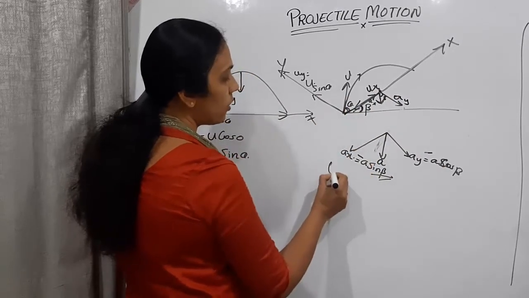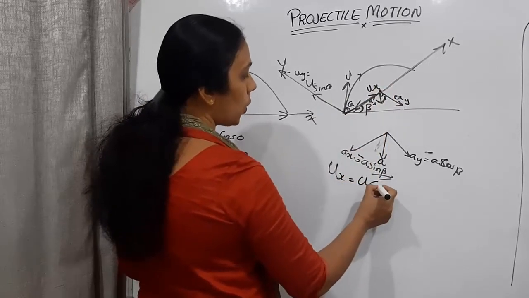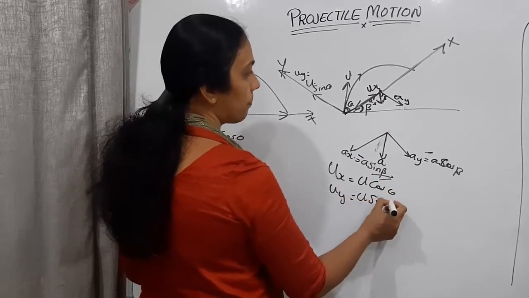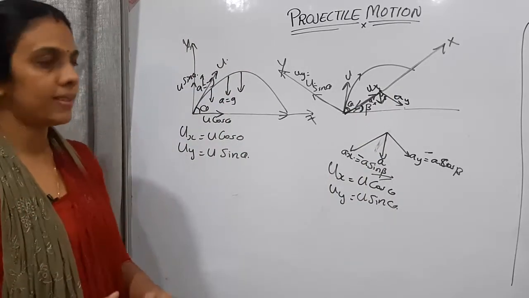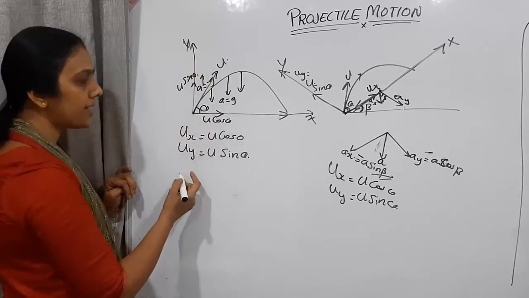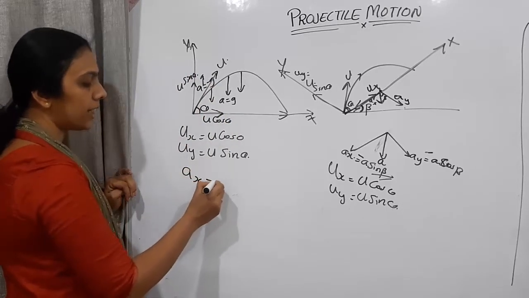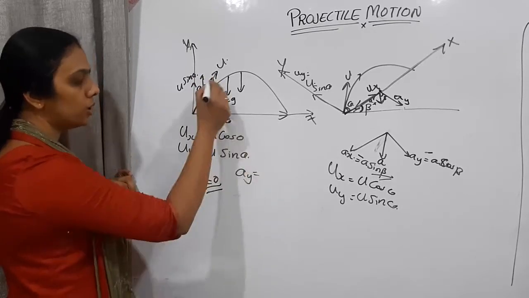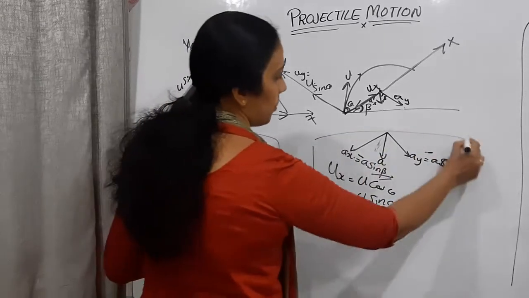Now we write down ux. What is ux here? ux equals u cos theta and uy equals u sin theta. This is how we find the acceleration components and velocity components. Here we wrote the velocity components. What about the acceleration? Acceleration along the x-axis is 0 in that case. Acceleration along the y-axis is equal to minus g. So this is how we find the components.